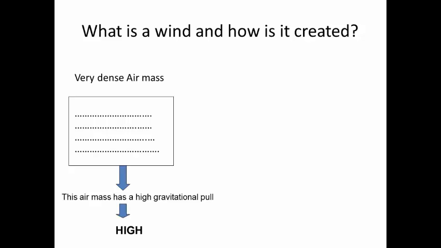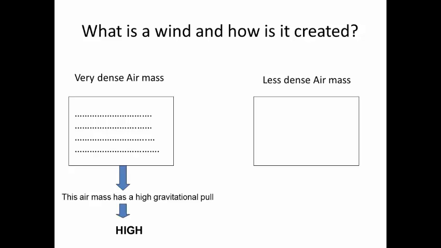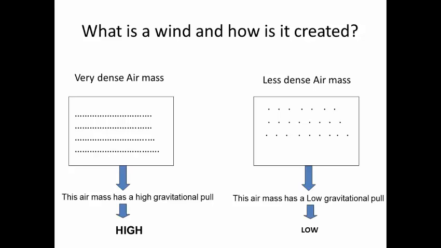Now let's look at another air mass. Again, this square will represent it. This time, let's make the air mass less dense. The molecules within this air mass are not as close together, as represented by the dots. Because the air mass is less dense, we say that this air mass has a low gravitational pull. Thus, we call it a low.